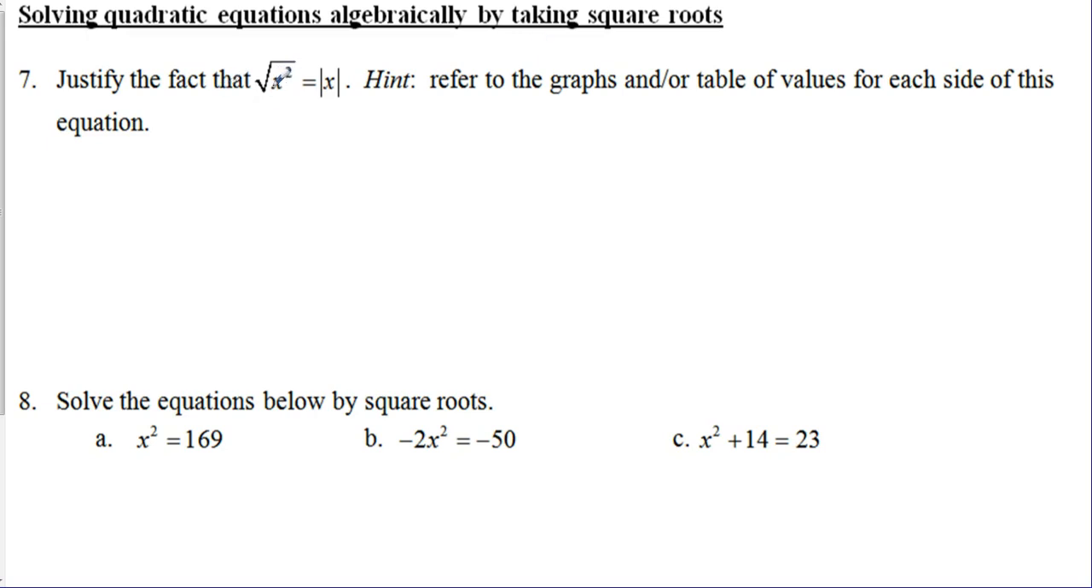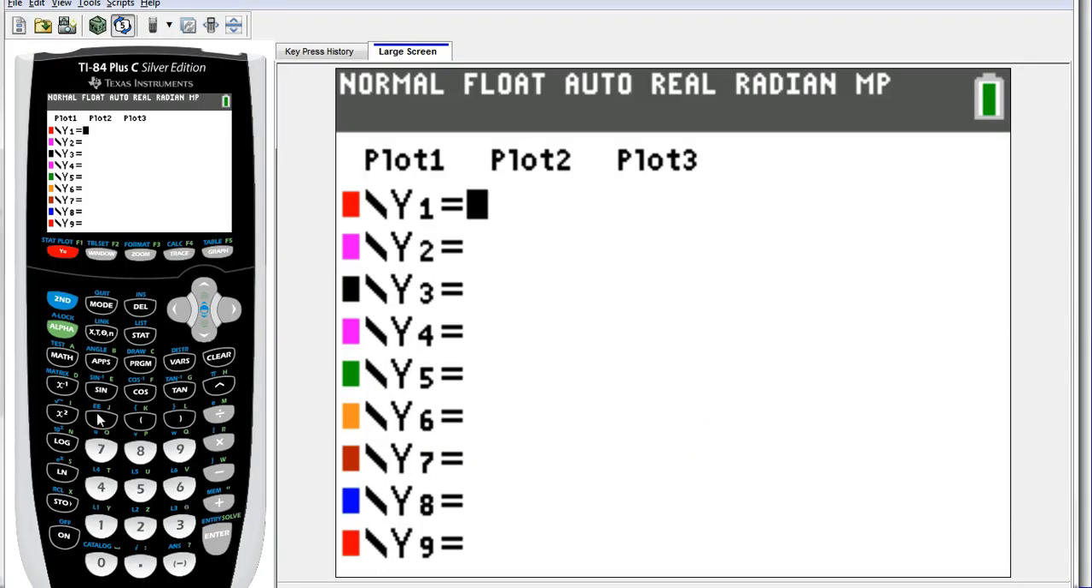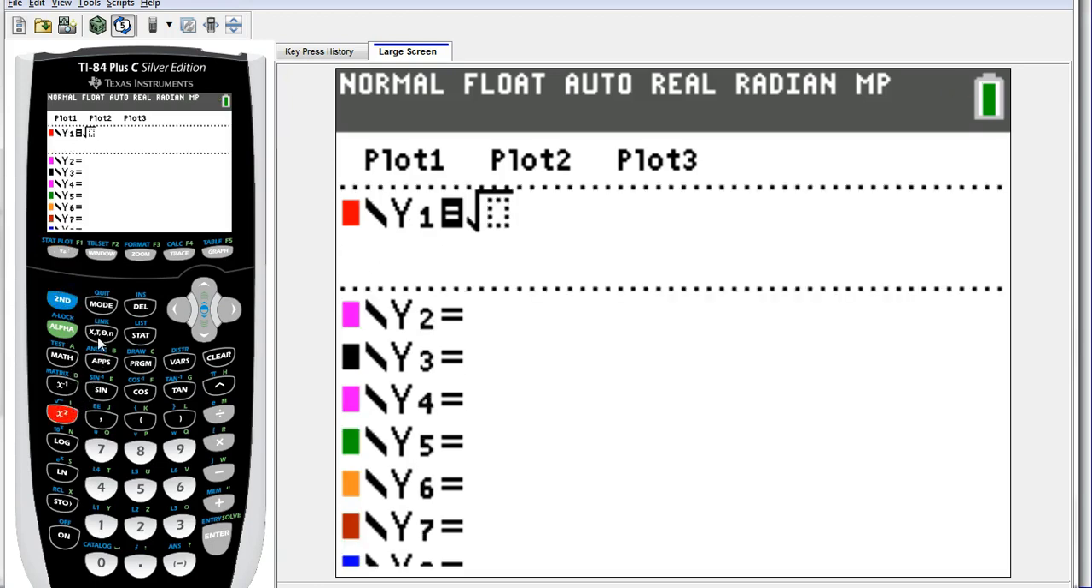So the first part is, well, what happens when we square root a square? Why does it really equal the absolute value of x? It doesn't just equal x. Well, let's take a look at the graphs and the tables from each side of this equation. So go into your graphing calculator, or just watch with me if you don't have one. Let's graph the square root of x squared. It's important that we do it in that order, the square root of x squared.